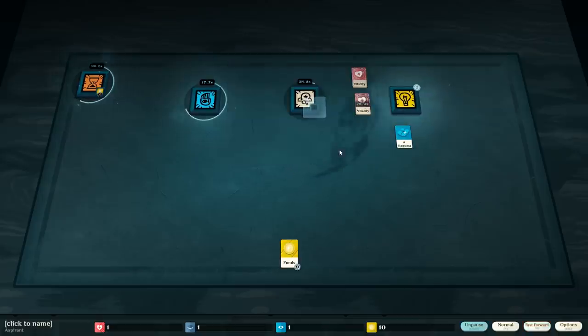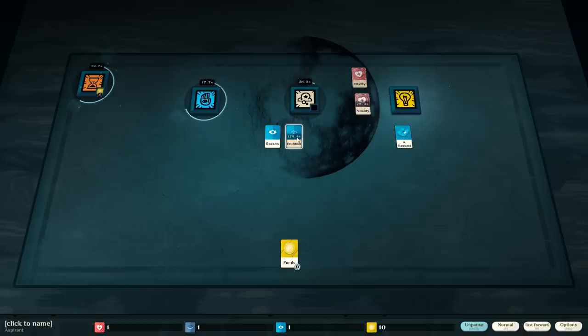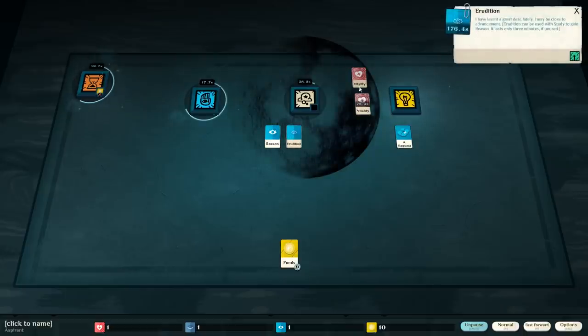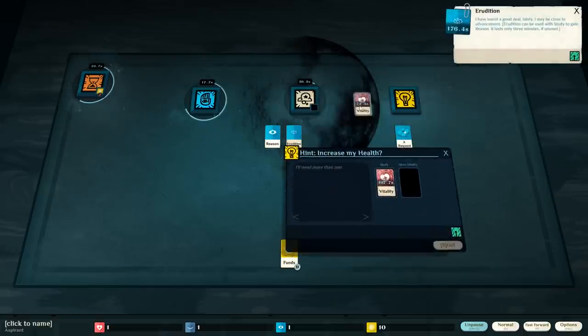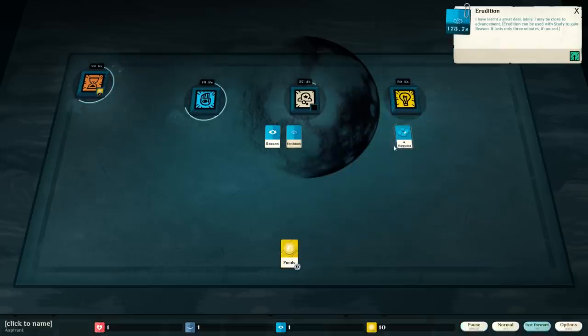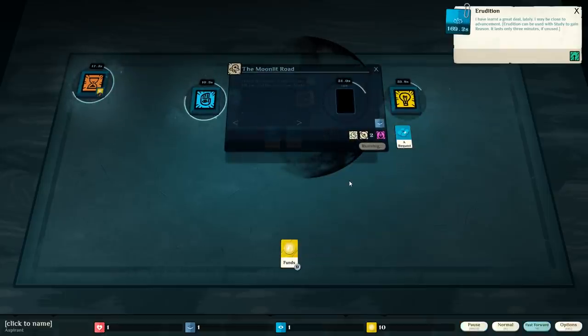I'm going to dream with some more passion. Now I've got reason. I've also got erudition. Two eruditions will make reason. Two vitalities will give me another health. You can only get additional ones of these up to a certain point. So this is my prep phase, as it were.